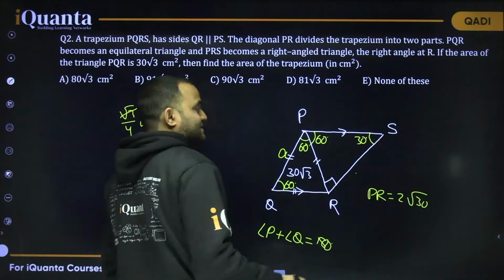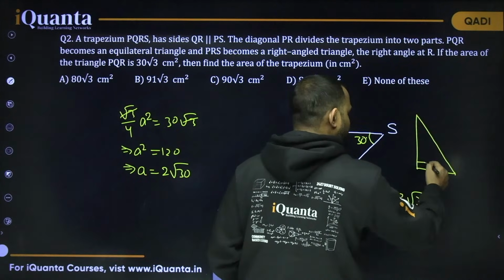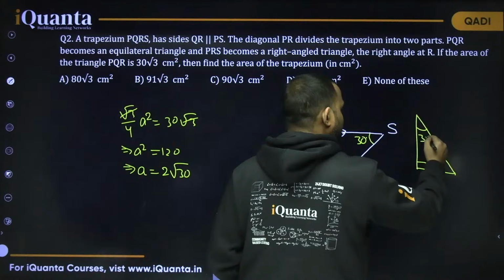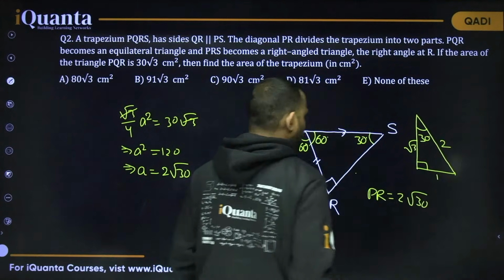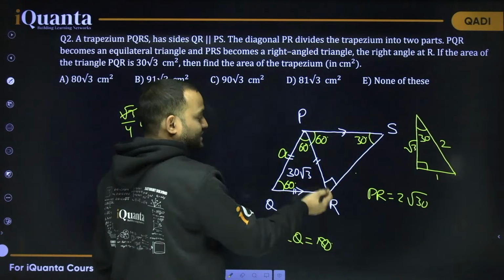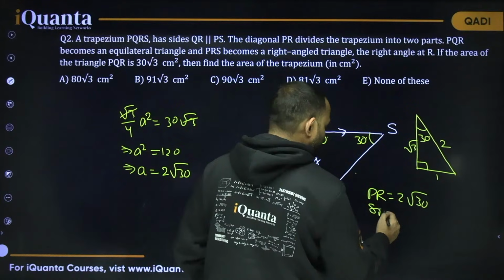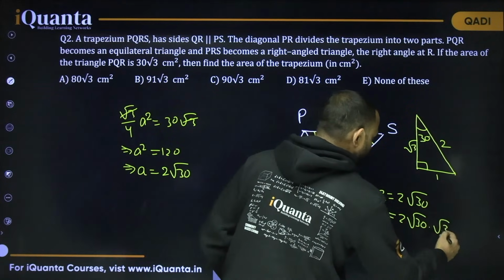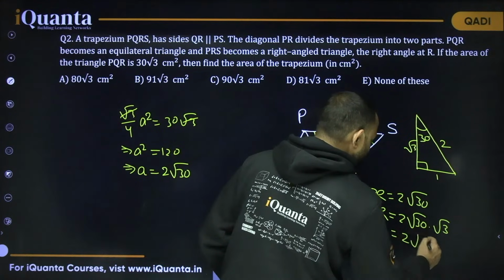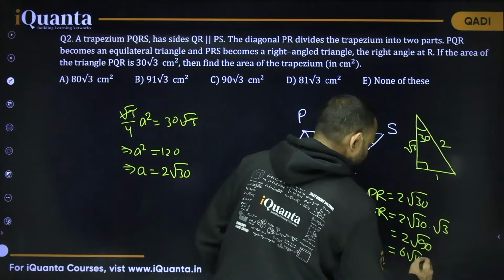So 30, 60, 90 degree triangle. If you understand this ratio, this is 30 degree. If side length is 1 here, this will become root 3 and this will become 2. So against 30 degree, this length is 2 root 30. So what can we say about SR? SR will become 2 root 30 into root 30, which will become 2 root 90. That will be 6 root 10, right?